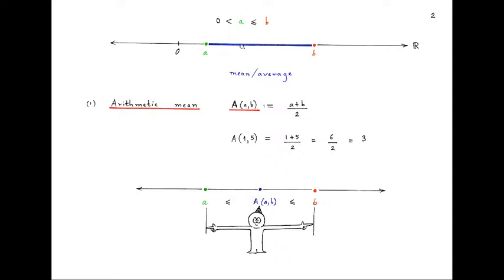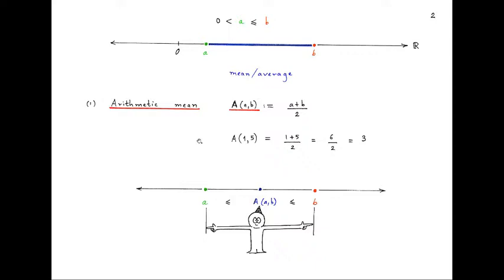So if a and b are two positive real numbers, and we'll always assume that a is less than or equal to b, then by a mean or an average of these two numbers, we mean any number which lies in between a and b. This is the blue portion over here, when a and b are depicted on the number line. But there are some means or averages which appear quite frequently, and so we give them special names.